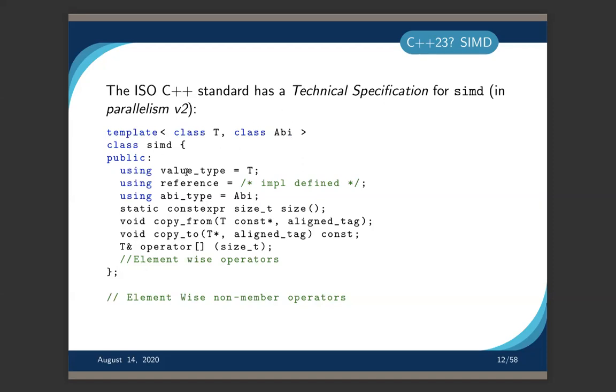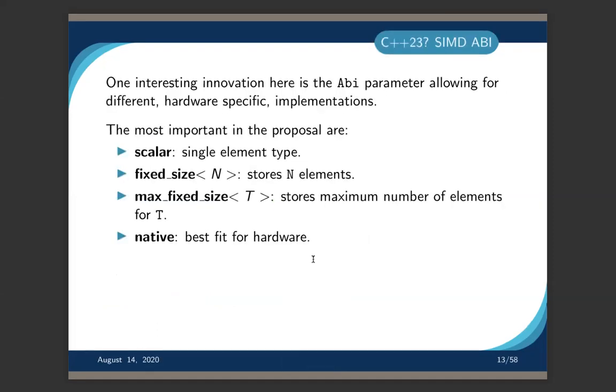But then inside of it, you can figure out what the scalar type is and what the size is. You can copy from and to arrays of scalars. You can also access each individual element. And then it has all these element-wise operators, like plus equal, times equal, minus equal, as well as the non-member operators defined. So all these math operations work with it. The interesting innovation here is this ABI parameter.